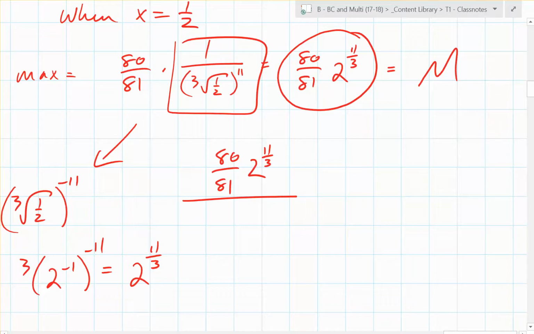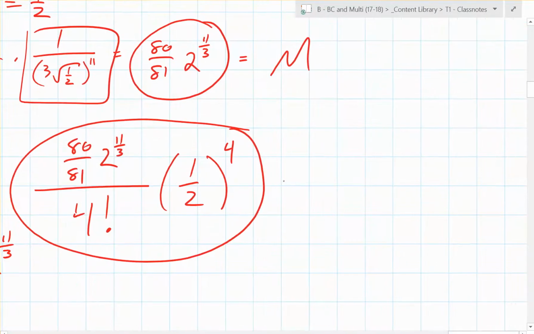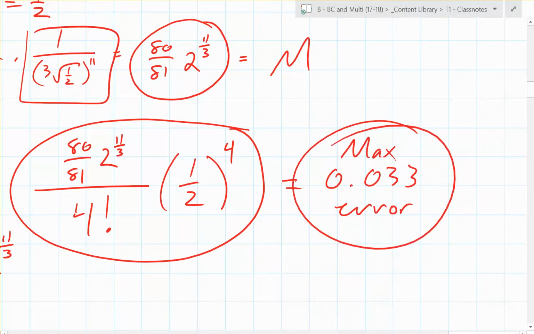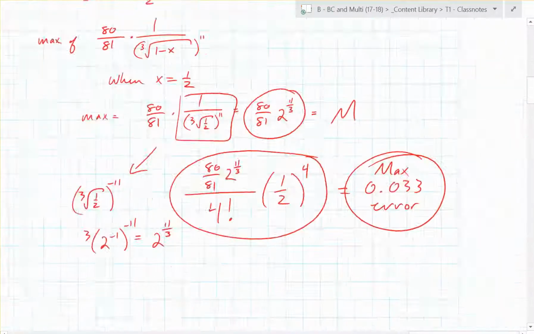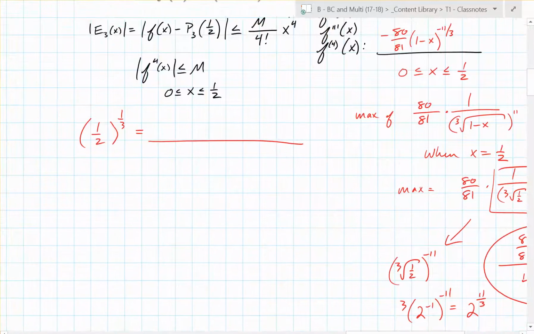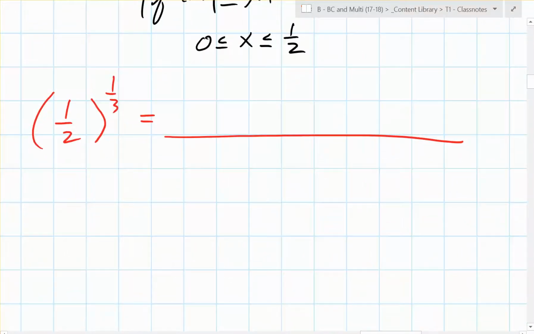It's m over what? M over 4 factorial times, in this case, what are we plugging in? 1/2 to the what? To the 4th right there. So this right here turns out to be 0.033, which is the max what? Error. So we want to compare that to the actual error. We go over to, excuse me, I'm bouncing all over the place, I'm very sorry. We need to actually do 1/2 to the 1/3. What is 1/2 to the 1/3? Someone calculated it for me, right?